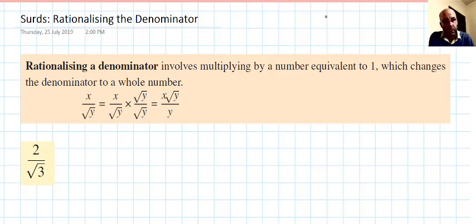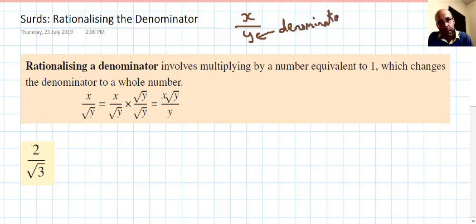Okay, we're rationalizing the denominator in this video, and we're still dealing with surds. In a fraction we have the denominator there at the bottom. Because surds are irrational numbers, it makes sense to have a rational number on the bottom a lot of the time. So sometimes we need to use this skill called rationalizing the denominator.